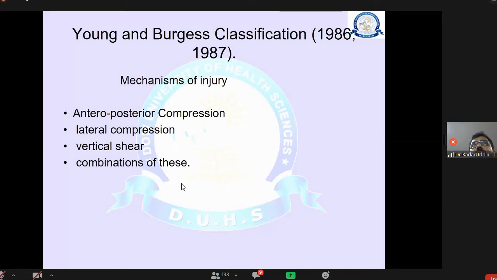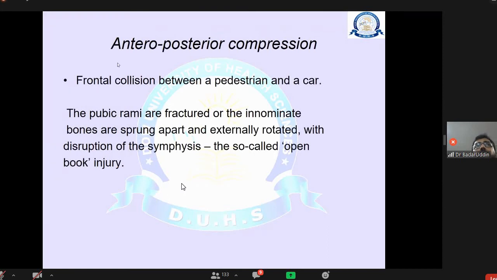So we have four mechanisms of injury. That is the Young and Burgess classification. He is a USA-based surgeon, and he made this classification according to the mechanism of injury: anterior posterior compression, lateral compression, vertical shear, and combination of all these. So how can we tell from an X-ray which type of injury it is? Number one is anterior posterior compression.